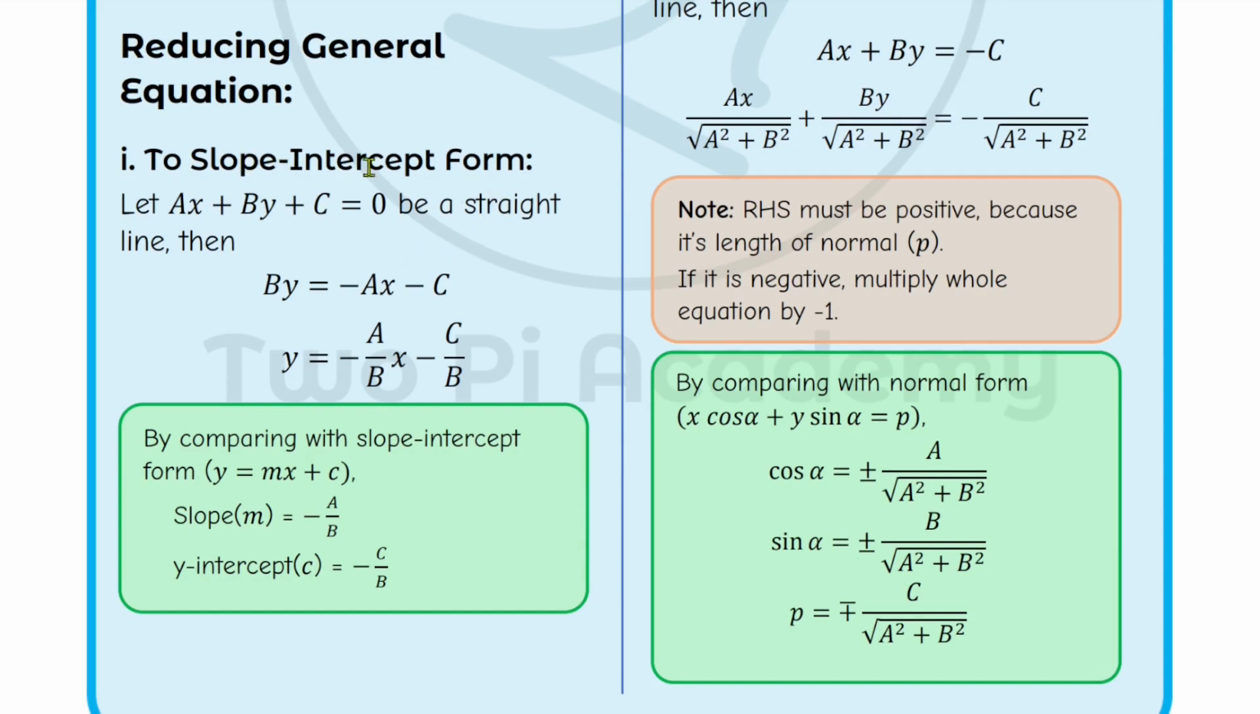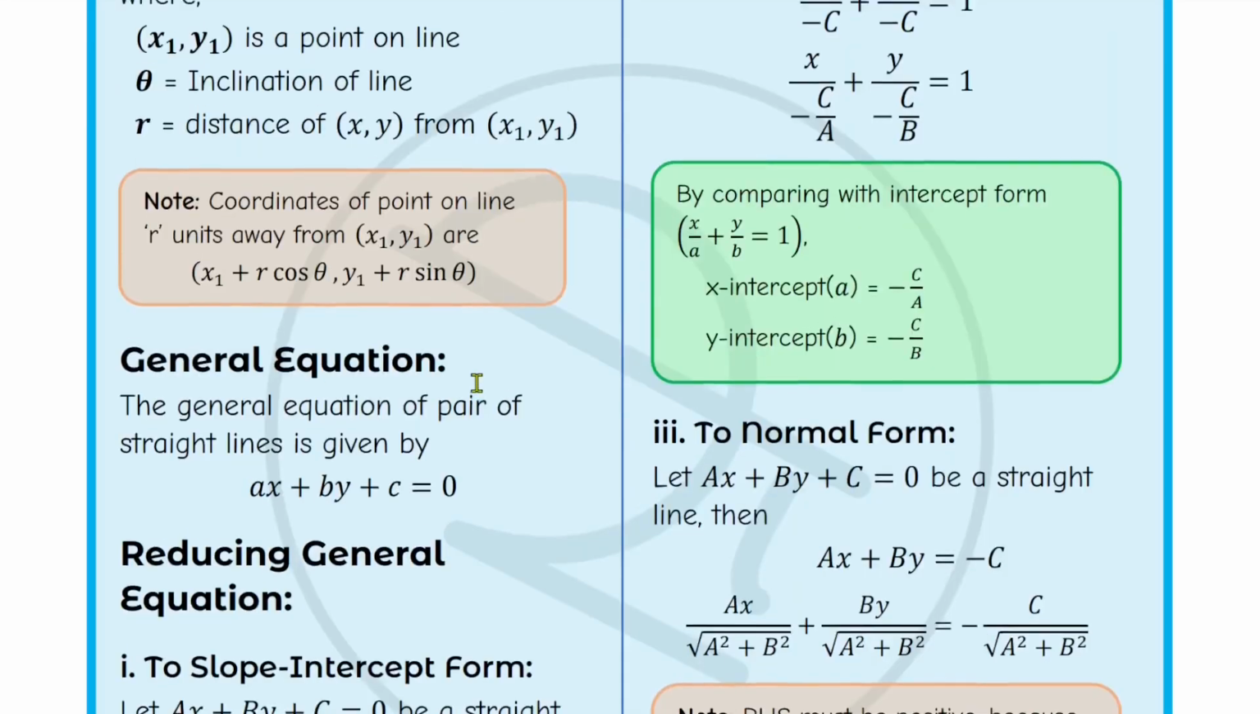Then to reduce to slope intercept form, we first take x and the constant terms to the right hand side and divide both sides by b. By comparing this with y is equal to mx plus c, we get slope as minus a by b and the y-intercept c as minus c by b.